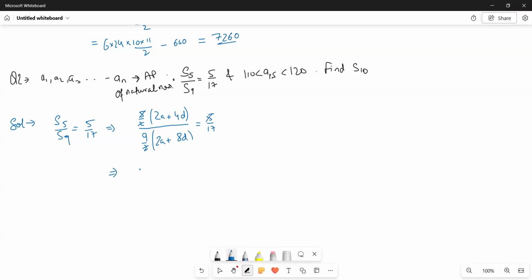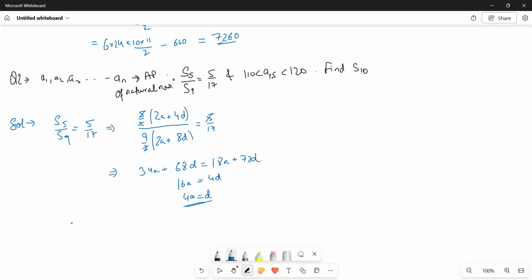So cross multiplying we get 17 into 2A, 34A, plus 17 into 4, 68D, is equal to 9 into 2A, 18A plus 72D. So if we club the similar terms together, 34 minus 18 would be 16A is equal to 4D, or that tells us 4A is equal to D. Okay, this relation will come out from here.